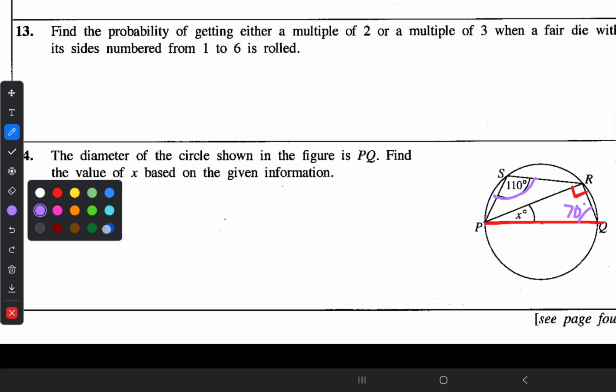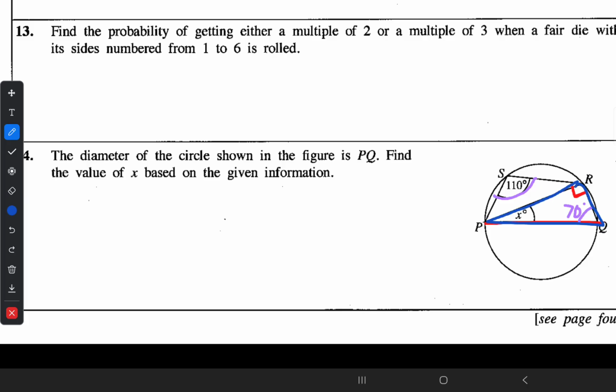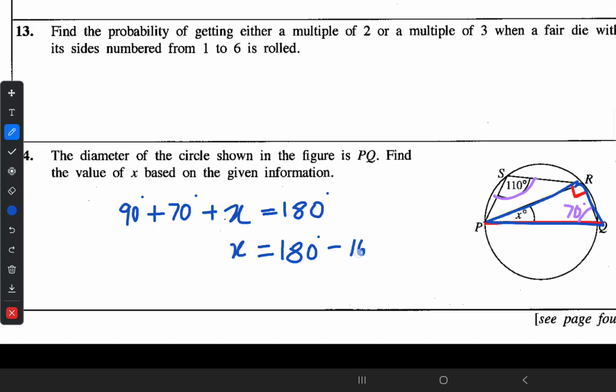And thereafter, look at this triangle. In this triangle, the sum of interior angles equals 180. That means 90 from the semicircle theorem, plus 70 from the cyclic quadrilateral opposite angles, plus the needed x, equals 180. So x equals 180 minus (90 plus 70). That means 180 minus 160. x would be equal to 20 degrees.